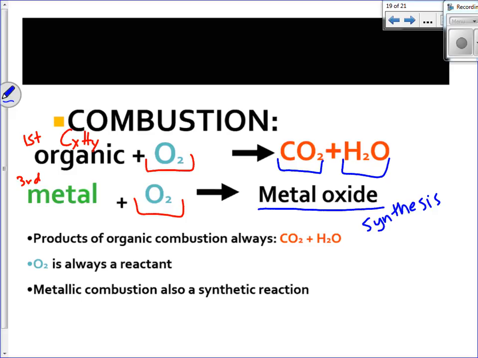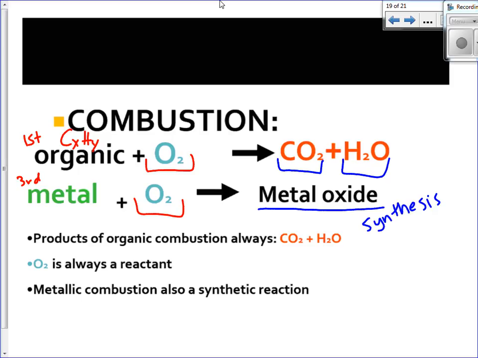We did this at the beginning of the year. Remember, we took that magnesium strip and burned it. What did it make? That made everybody freak out, the big, bright white light, right? But when you had the leftovers, you had an ashy white substance, and that would have been your magnesium oxide left over. Okay? So let's look at some examples.